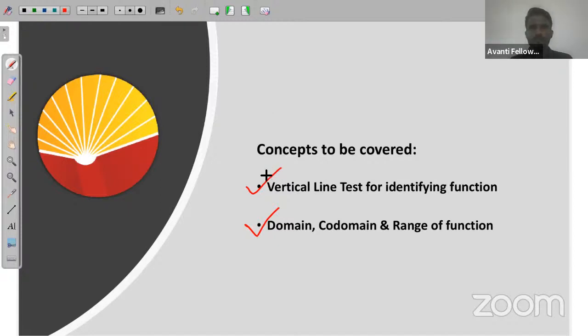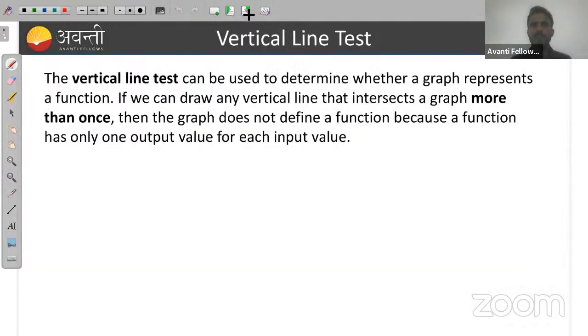So the concept to be covered is the vertical line test for identifying functions. So far we have seen the definition of functions and how we represent a function. Next we'll see the vertical line test and the domain, codomain, and range of the function in detail. So see, what is the vertical line test? We saw that we can represent a function graphically as well, right? Sometimes only a graph is given and the question is to identify whether it is a function or not. How will we identify it?